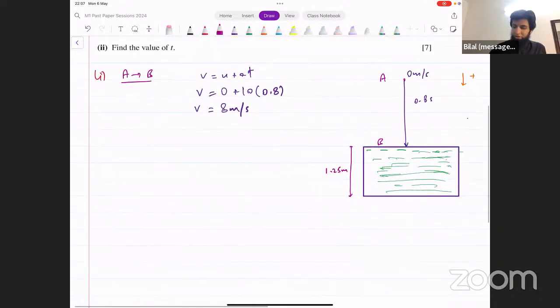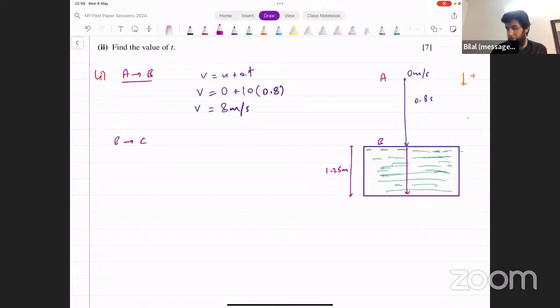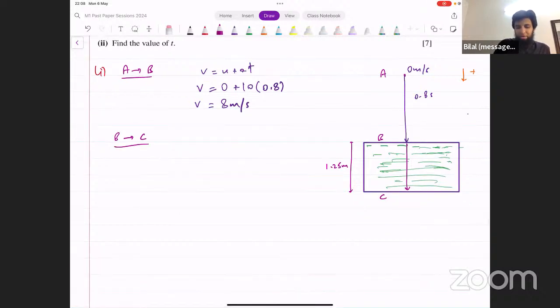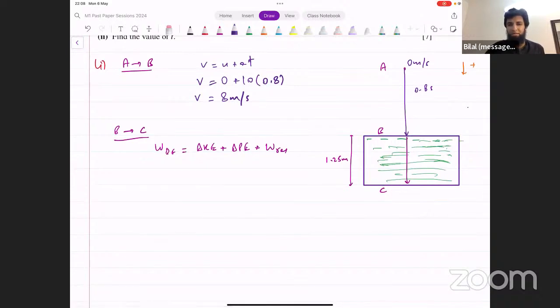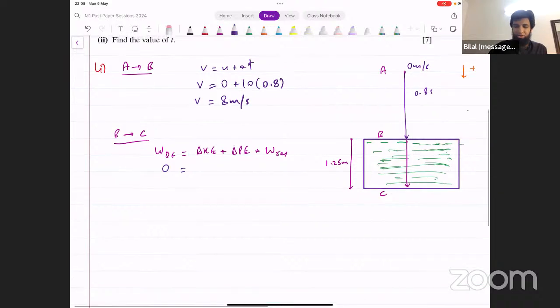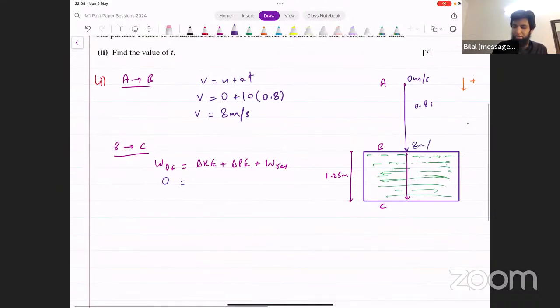Now, for the journey inside water, let's use the energy method from B to C. Let's call this bottom point C, the bottom of the container. Work done by driving force equals change in kinetic energy plus the change in potential energy plus the work done against resistance. What's the work done by driving force? There's no driving force as such, so we say that's 0. Change in kinetic energy, we know the initial speed now, that was 8 meters per second. What's the final speed at the point C? Let's call that V. We say V squared minus 8 squared.